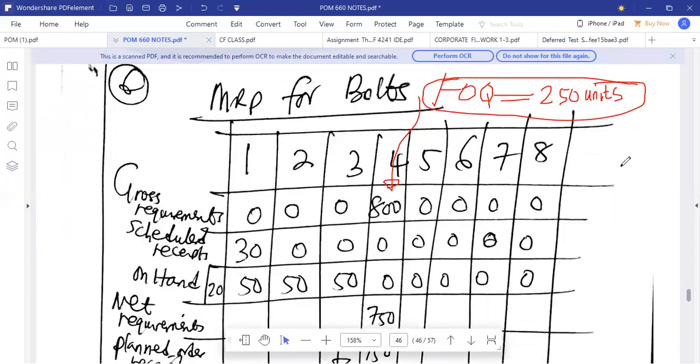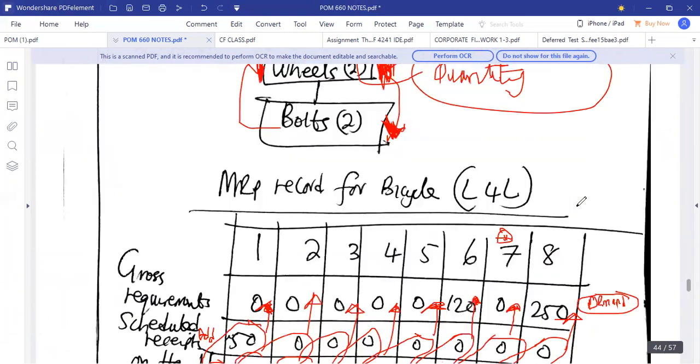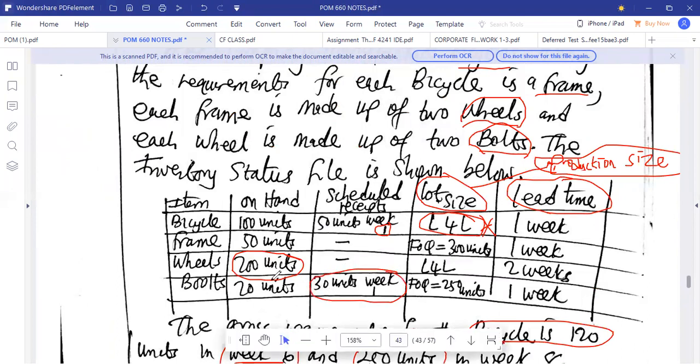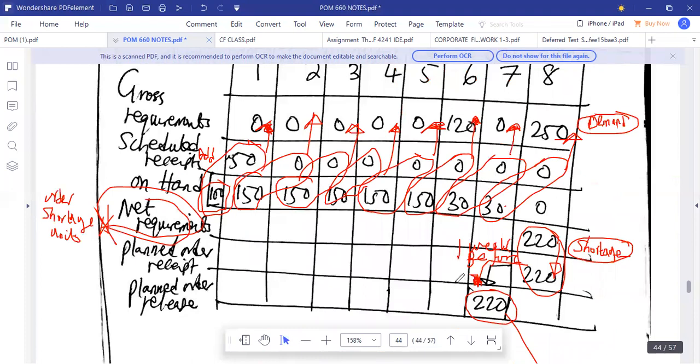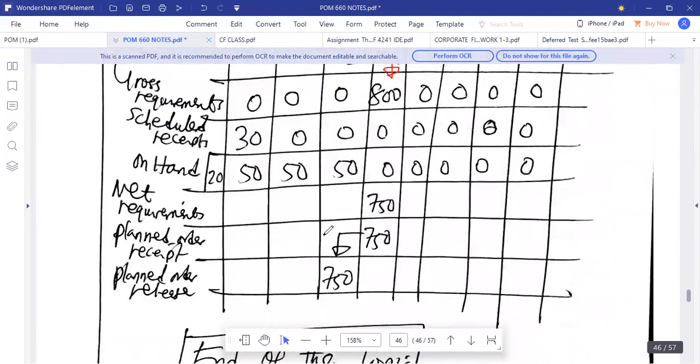So what is going to happen is we'll put 800 there as the gross requirement. Scheduled receipts are 30 units, so let's go back and check for scheduled receipts: 30 units in week 1. On hand is 20 units for the boards. Lead time is 1 week. So on hand, we're talking about 20 units.